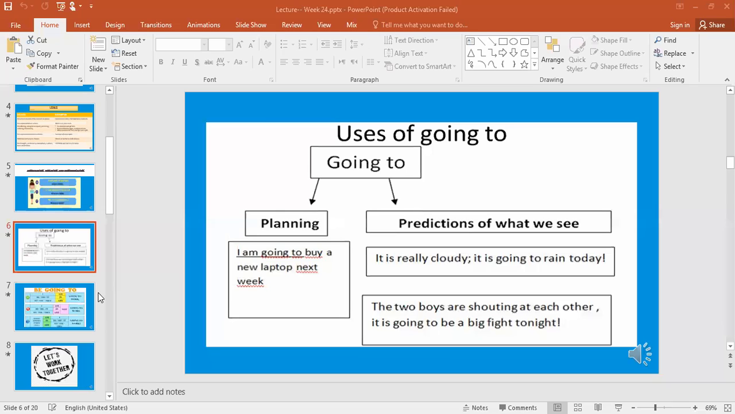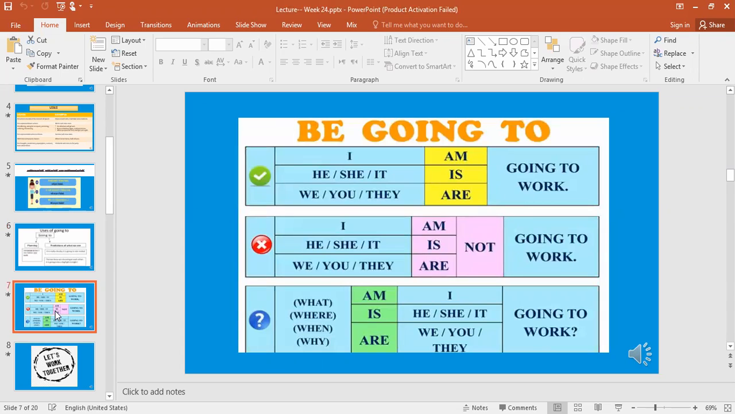So as we said, the future progressive tense is used to express planned actions, especially when the time is stated, and it's used for predictions of what we see. Be going to means planning and predictions. Now we are going to move to the affirmative, negative, and interrogative forms of sentences with be going to.